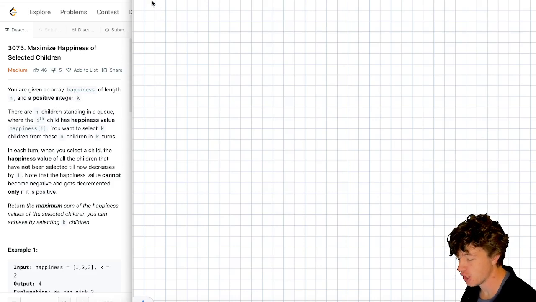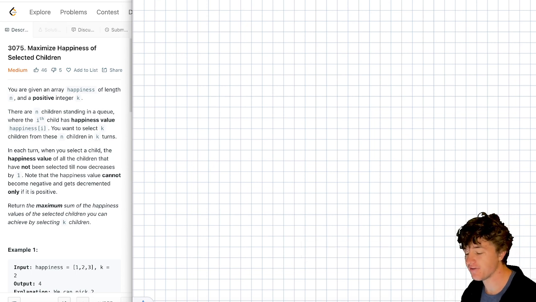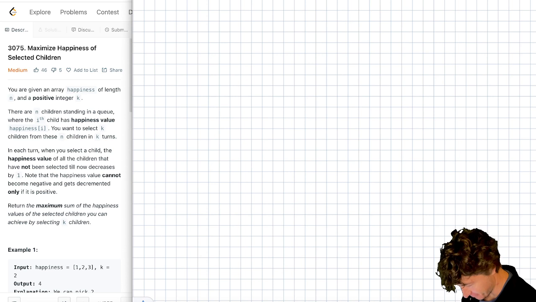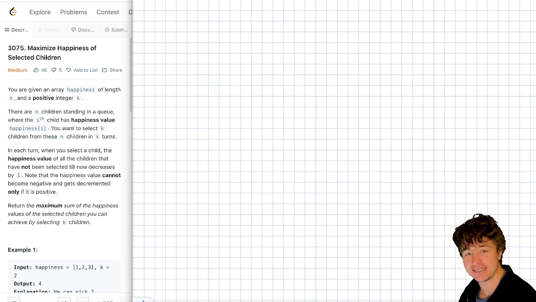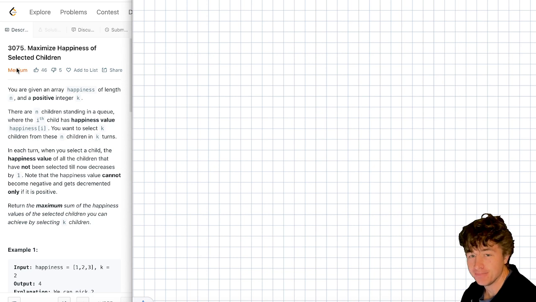All right, so today we're doing problem 3075, maximize happiness of selected children. Kind of a morbid problem description, right? It's a little bit strange thinking about trying to maximize the happiness of only selected children. Can't we just make all children happy? I don't know. Okay, so this is a medium.